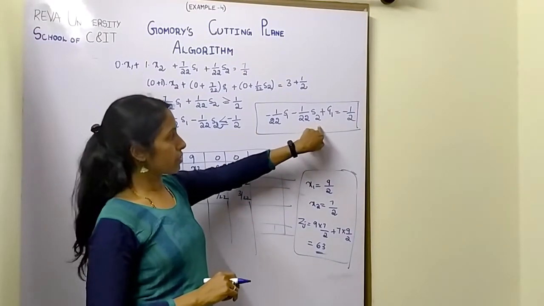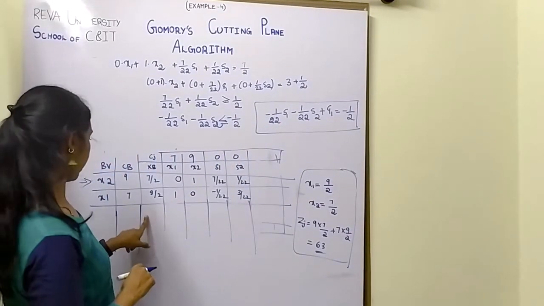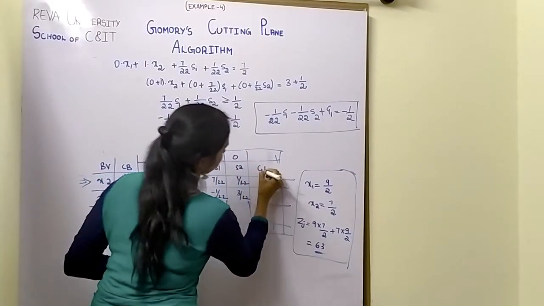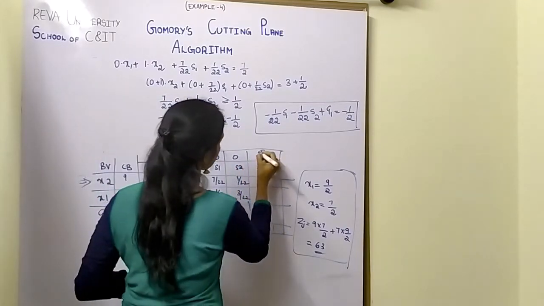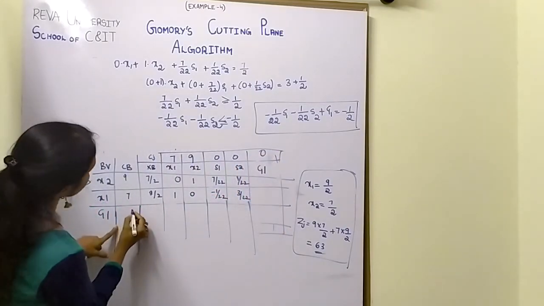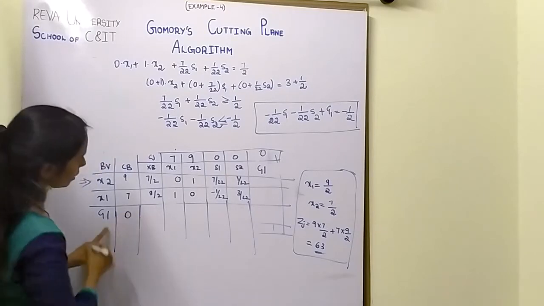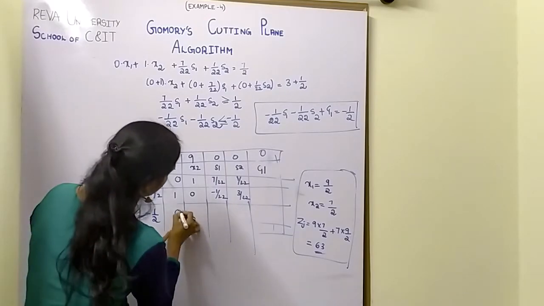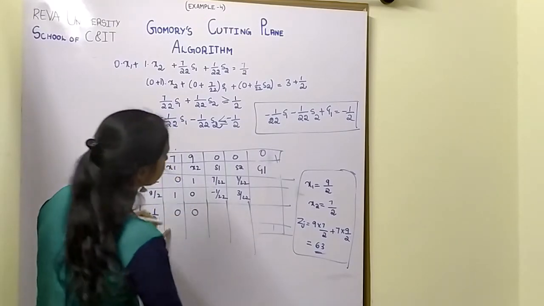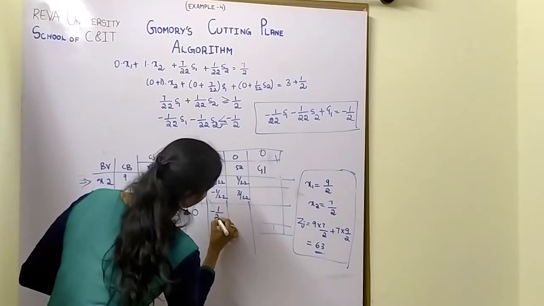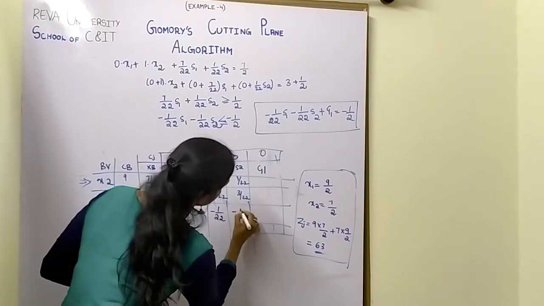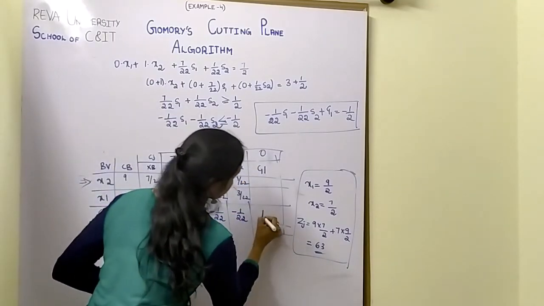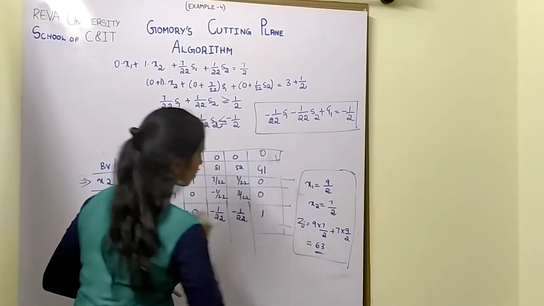Put this GOMORY constraint expression in the last table. The variable is G1 and its coefficient is 0. The RHS, the XB value, will be minus 1 by 2. X1 is not there, so 0, X2 is not there, 0, S1 is minus 1 by 22, S2 is minus 1 by 22, and the coefficient of G1 is 1, so 0, 0.